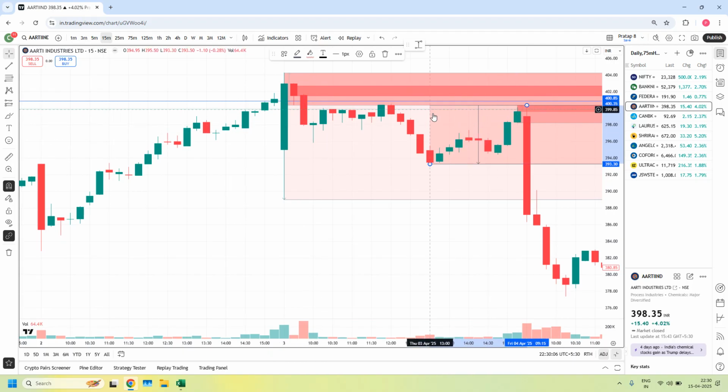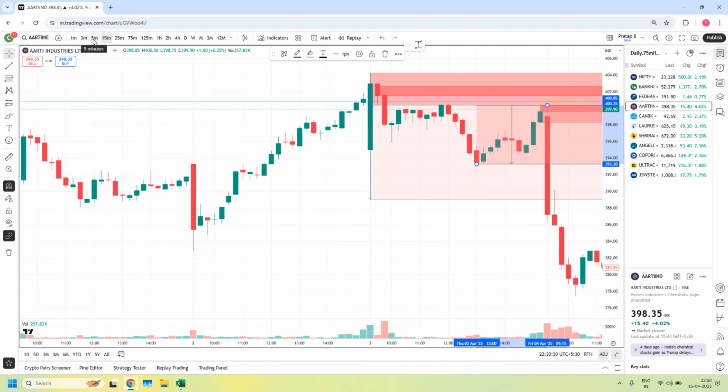Now we have two 15-minute zones available. One is the origin to the 75-minute zone, but this origin is also inside the daily zone. But for the fine-tuned 75-minute zone, this is the origin. And the actual leg out also picked up the orders from this origin and came down sharply.